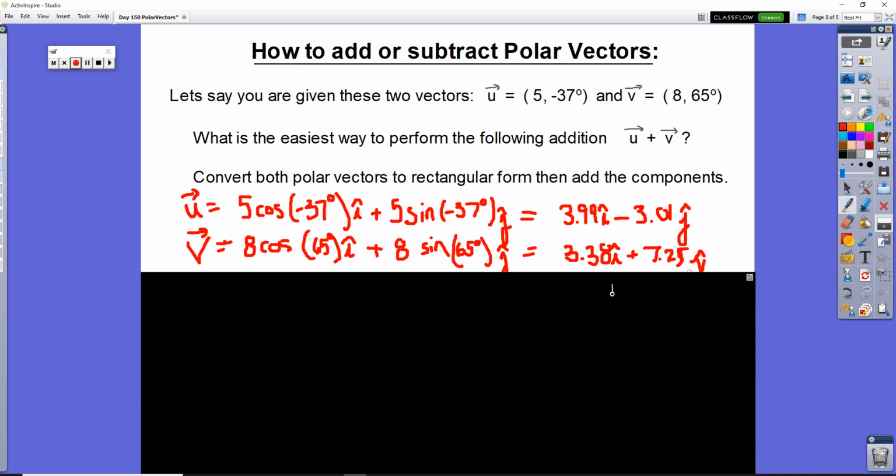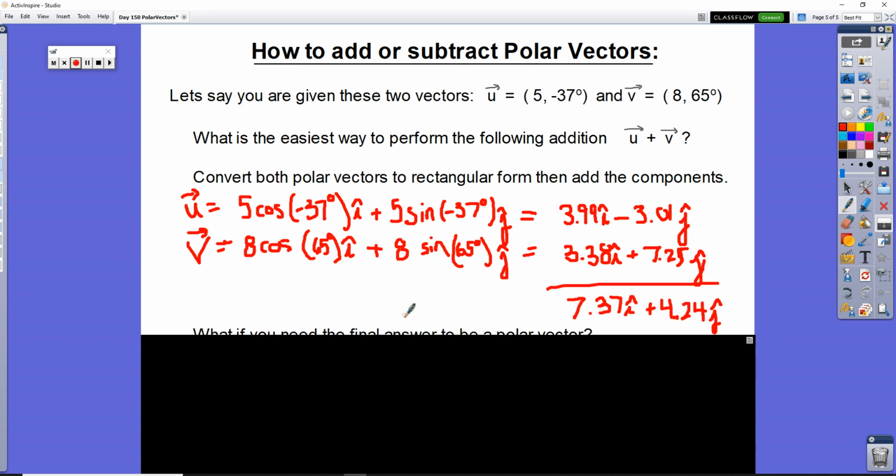Now all you have to do, if somebody wanted you to find what the answer to vector u plus vector v is, just add together the i's. So that's going to give us a total of 7.37i, and then add together the j's. And that's going to give us 4.24j. It becomes super simple if you break it down into its components.